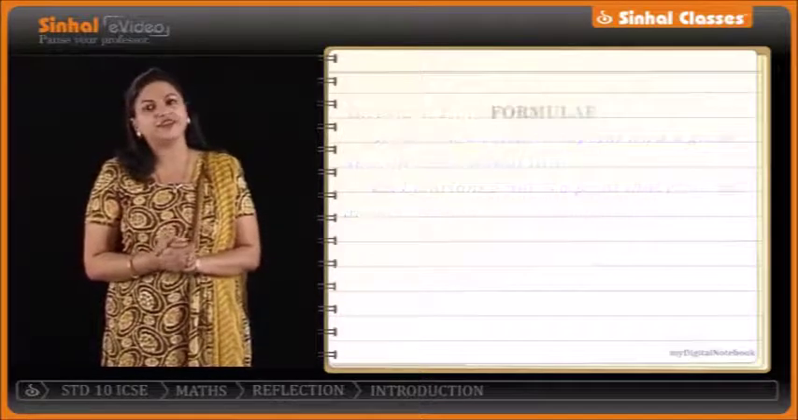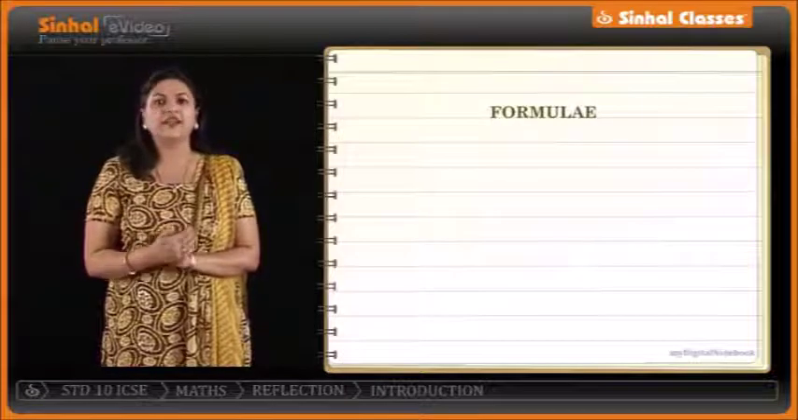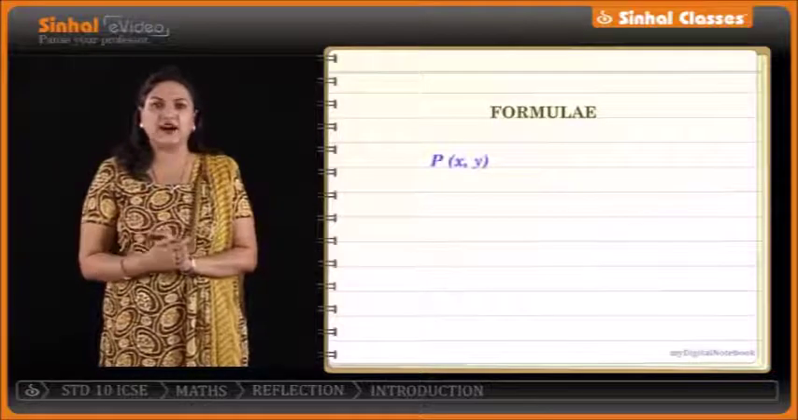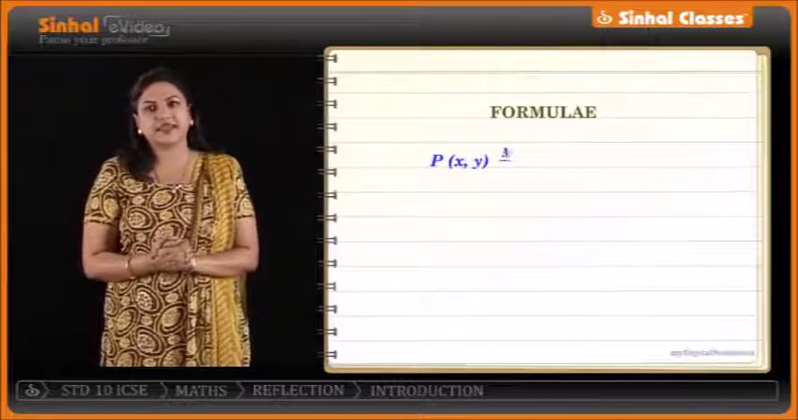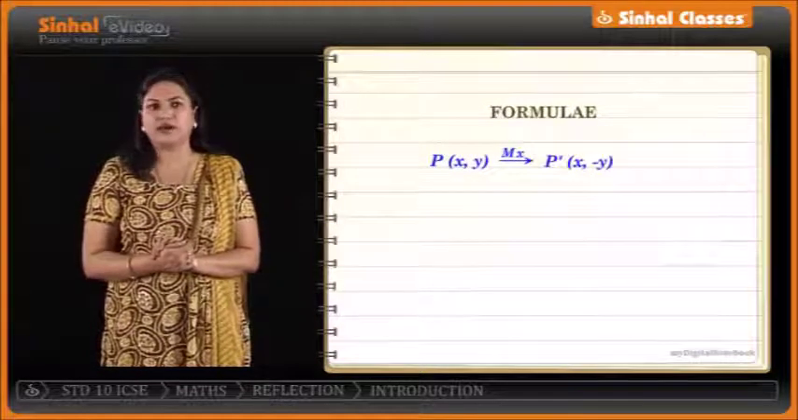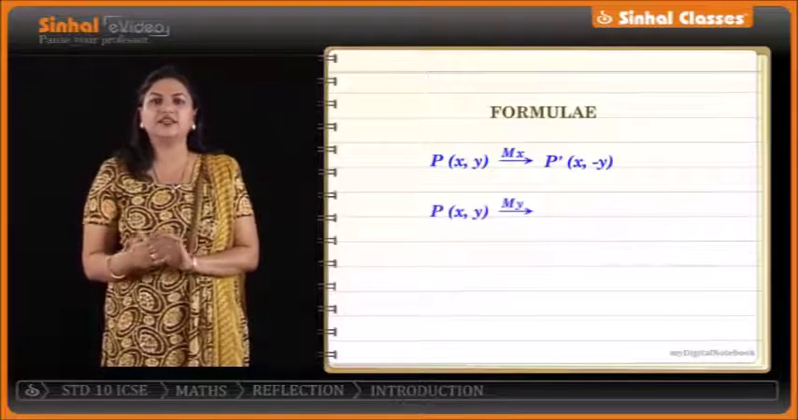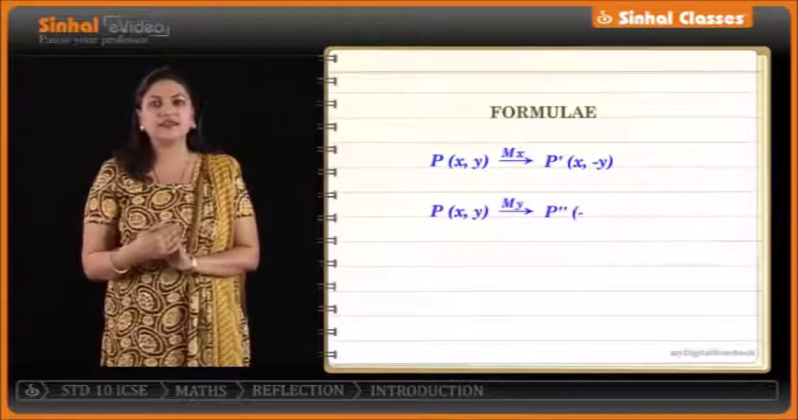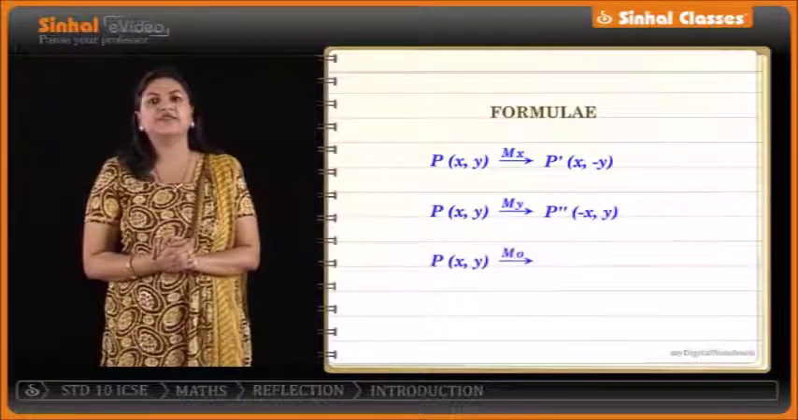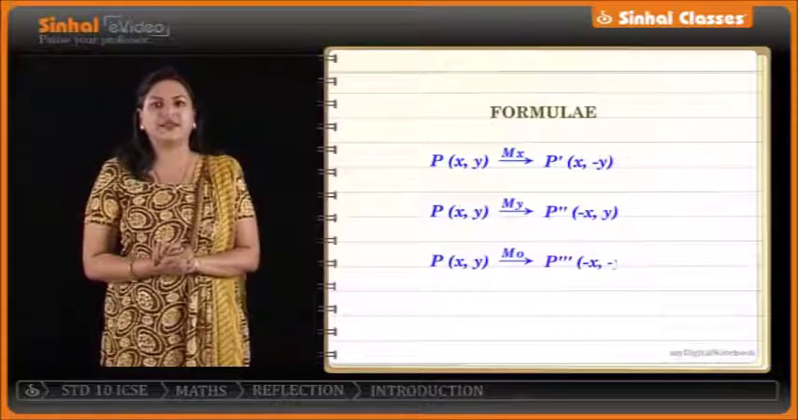Now we have some formulae over here which we've already seen. Let's revise them. If we have a point P with coordinates x and y, we reflect in the x-axis. We will get P dash x, minus y. Same point, reflect in the y-axis. We will get P double dash minus x, y. Same point, reflect in the origin. We will get P triple dash minus x, minus y.